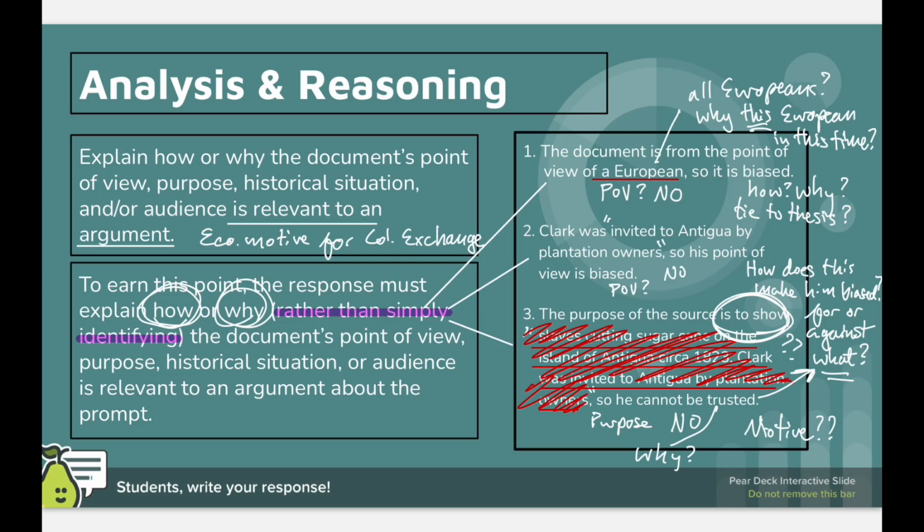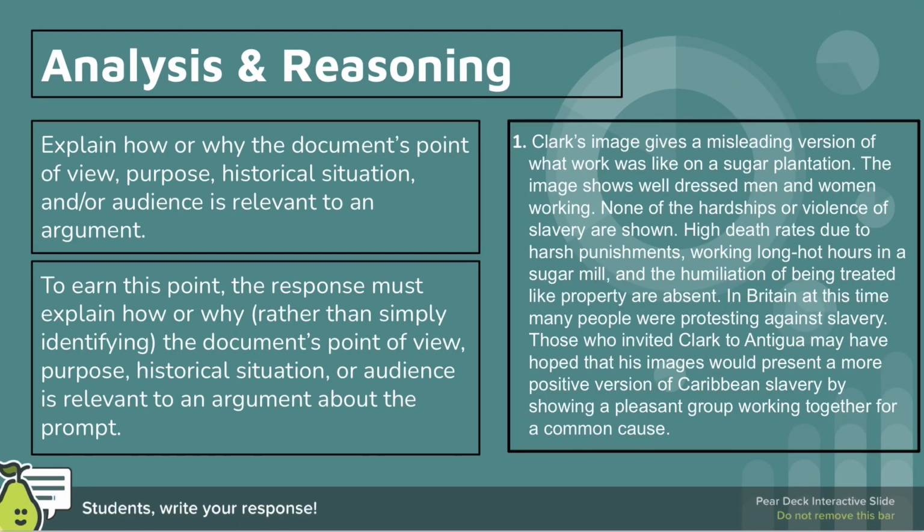Okay, so none of these sample answers would qualify for the point. You can't just identify the point of view or purpose or the audience. You can't just say, oh, they're biased. You have to be able to explain why. Okay. And now, in the next slide, we have an example that does earn the point. Okay, so we're going to see, they're going to do historical context, they're going to do audience, and they're going to do purpose. Now, do they have to do all three of those for one document? No.